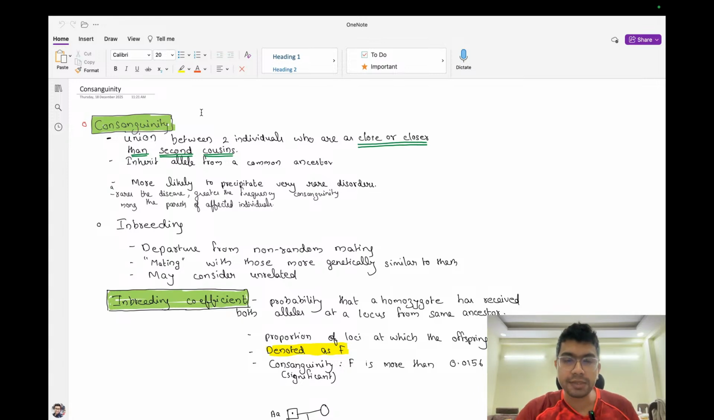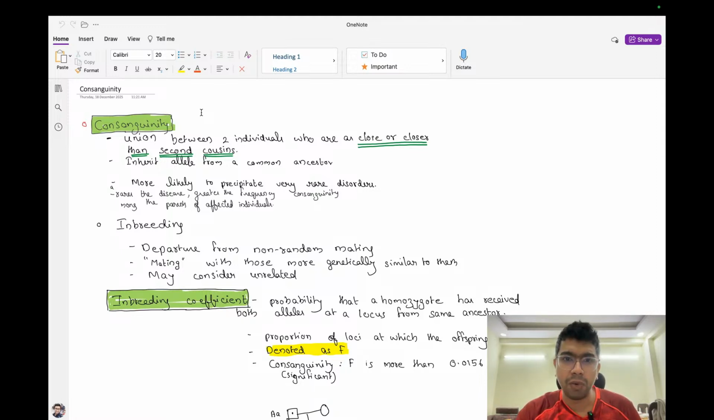So today's topic is consanguinity. It's one of the common terms that you encounter when you deal with a genetic disorder. People always ask about consanguinity in the relationship of the parents. So what is consanguinity? Consanguinity means union between two individuals who are as close or closer than second cousins.